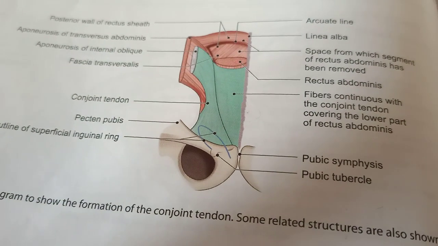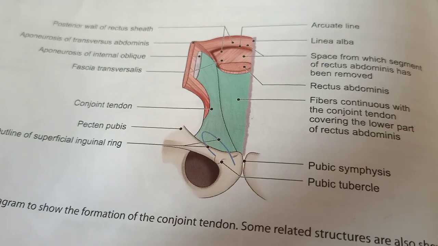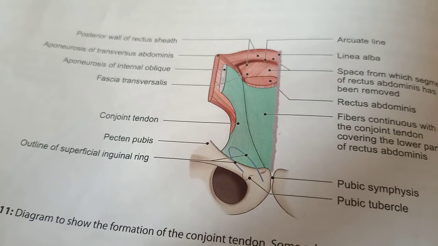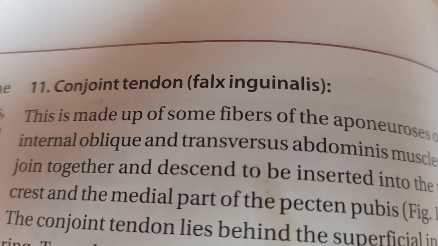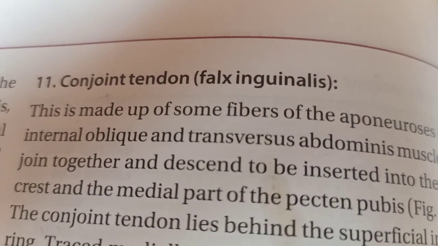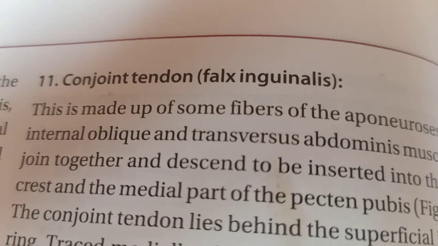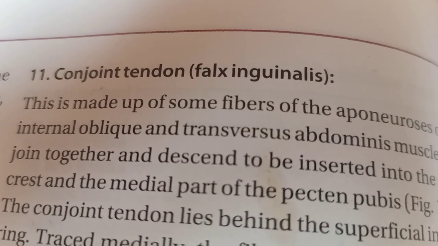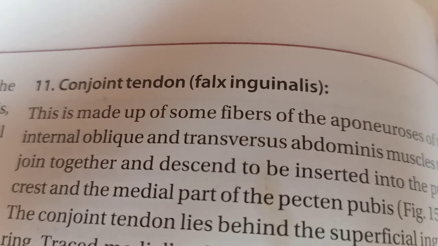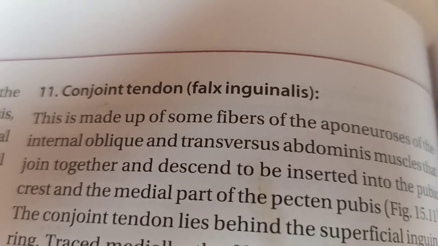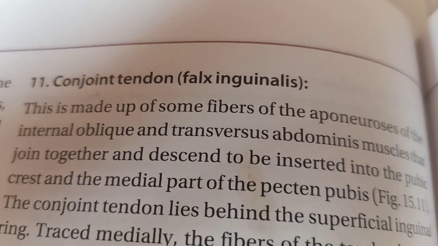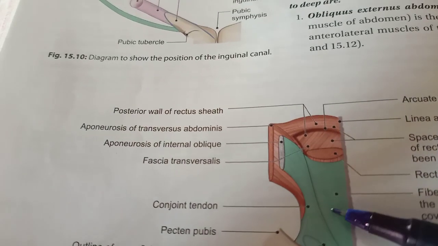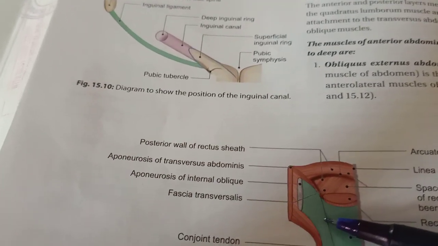So first we will take the conjoint tendon. This conjoint tendon is also known as falx inguinalis. Please remember this. This could be asked in your short note or viva question. So falx inguinalis or conjoint tendon. Let's focus on the diagram. What is the conjoint tendon?